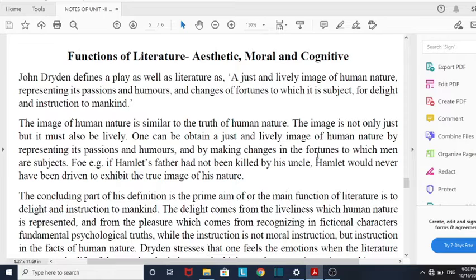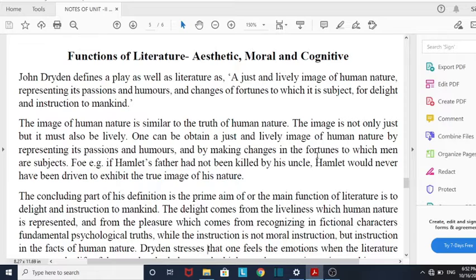The second one is humors, because everybody has a bit of humor. So when there is a comic scene, when there is a comedy, we just laugh. If somebody makes a joke, or makes fun, or makes a pun on words, we laugh because of the humor. Everybody possesses humor, and if a writer, dramatist, or poet represents that humor, including the emotions and feelings, which are the passions of human beings, then only does the image of human nature become just and lively. So that is a very important thing.